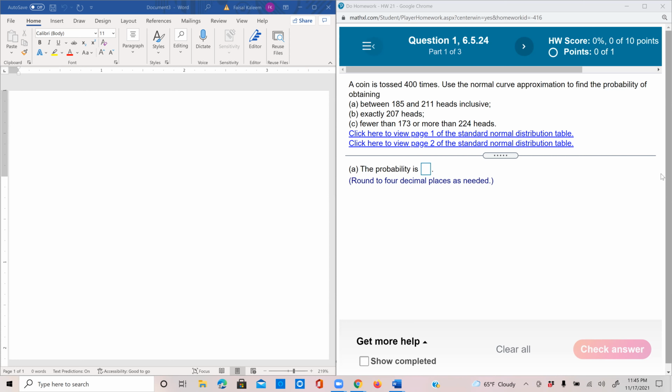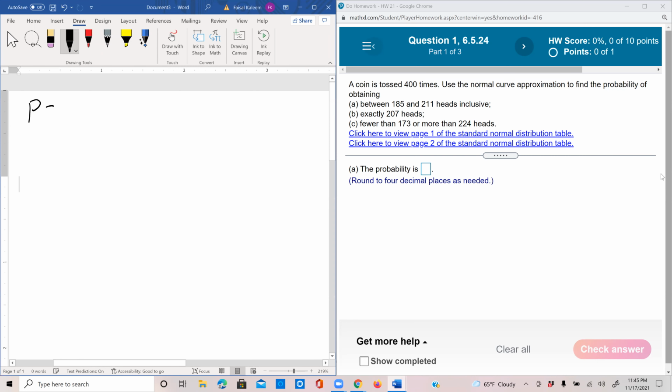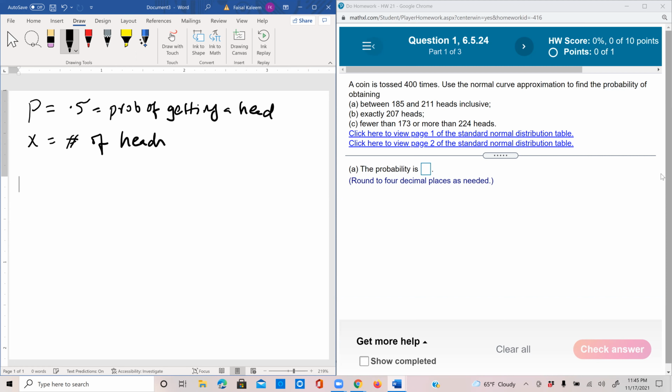So remember that p, the probability of success, is 0.5, the probability of getting a head, and let X be the number of heads in 400 tosses. So then n is 400 in the binomial.